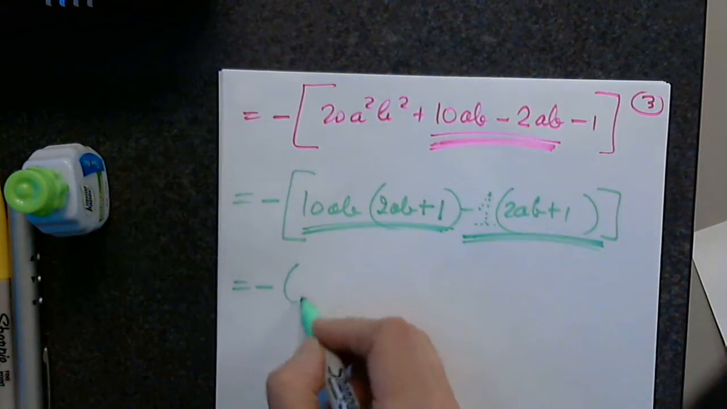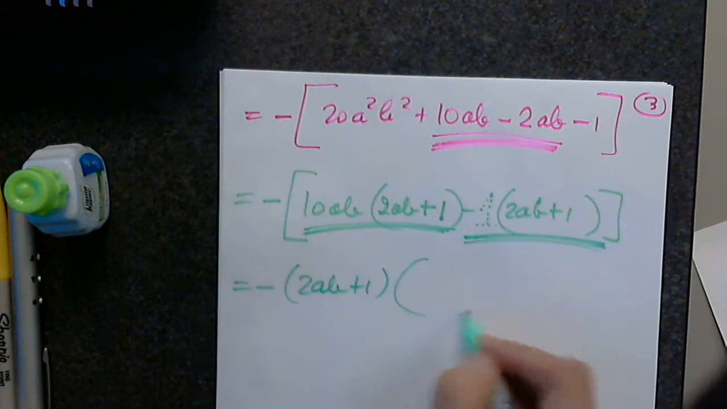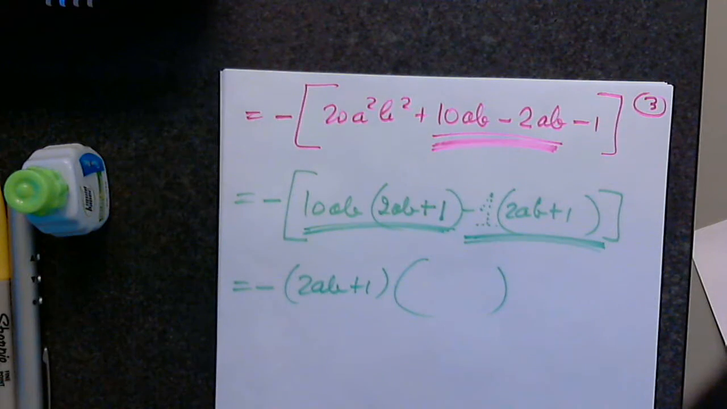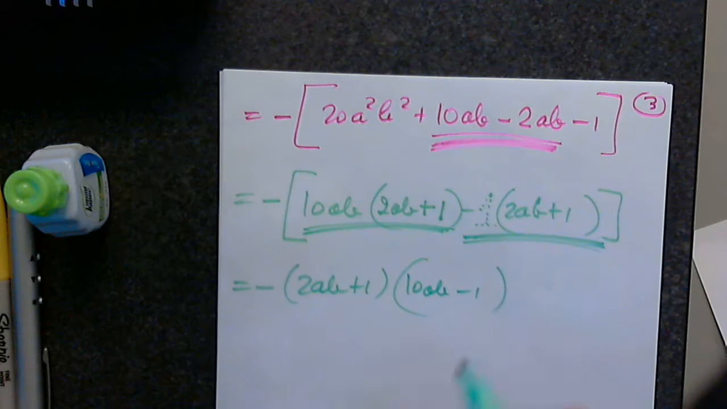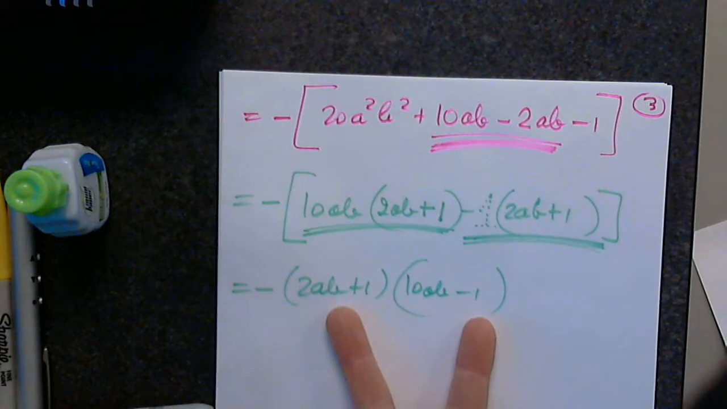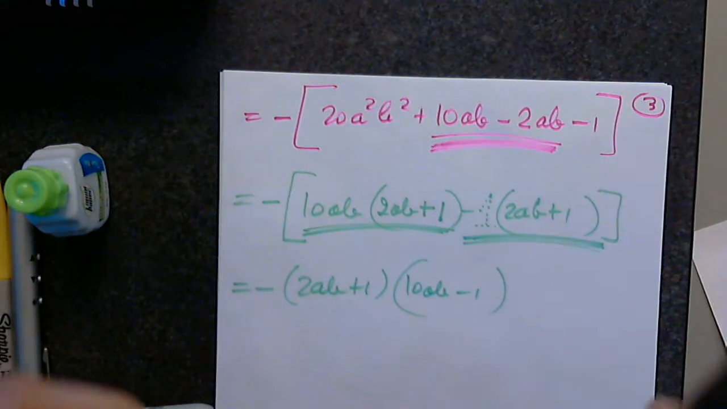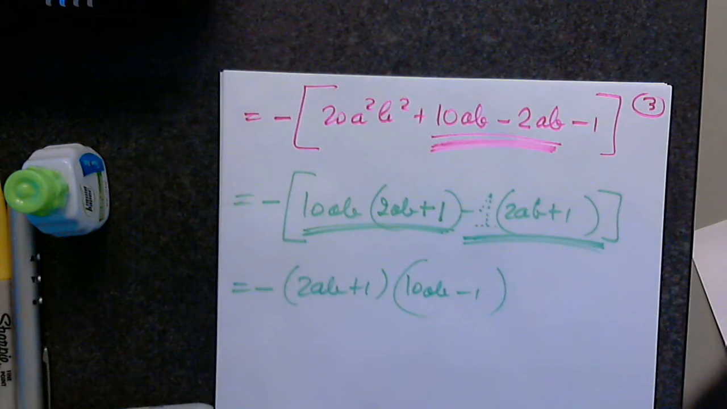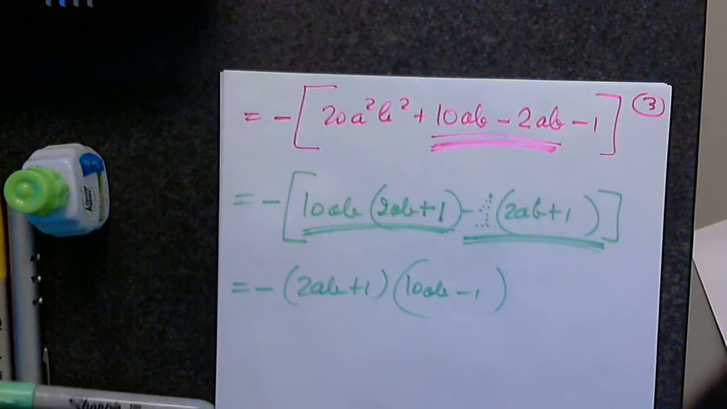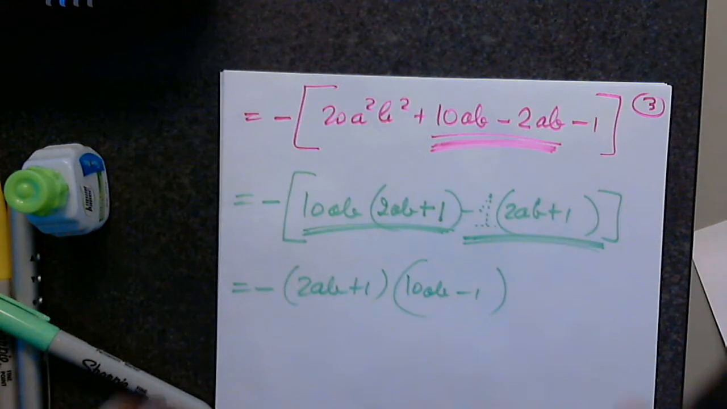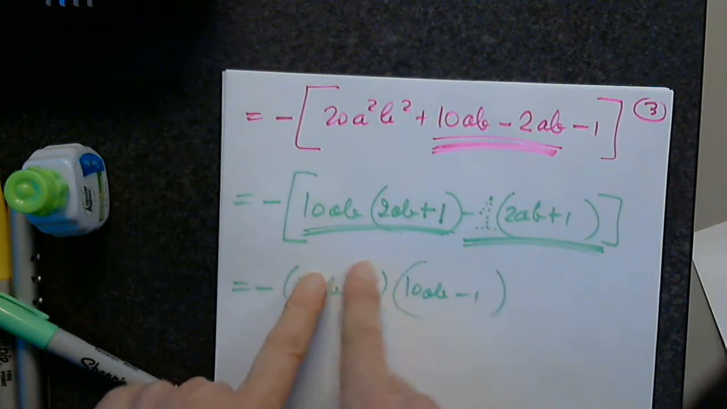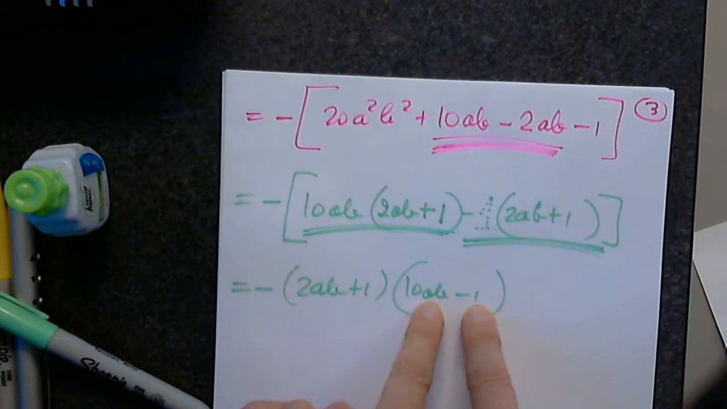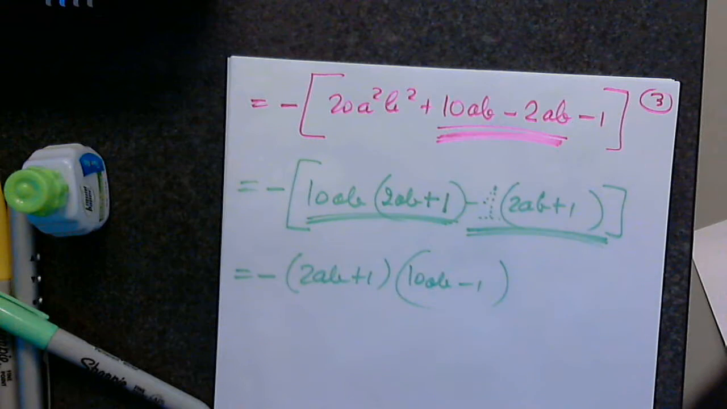2AB plus 1. Yes. And now what is left? 10AB. Yes. Now I have to say this. Is it wrong to write it like that? No. It's the same thing. But I just want you to see the pattern and the order, and then you can branch off from there and do whatever you want. But this is the correct step. I factor out the common factor, and then this is what is left. But the other way around is fine too.